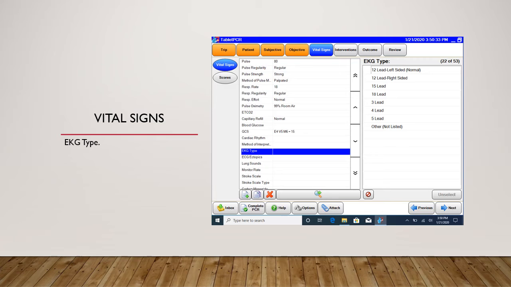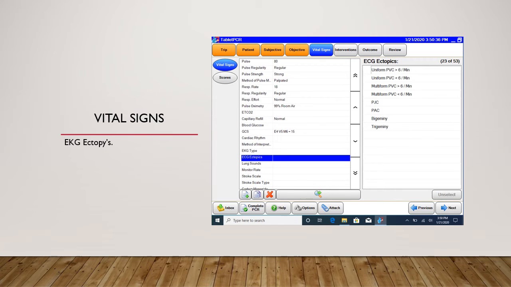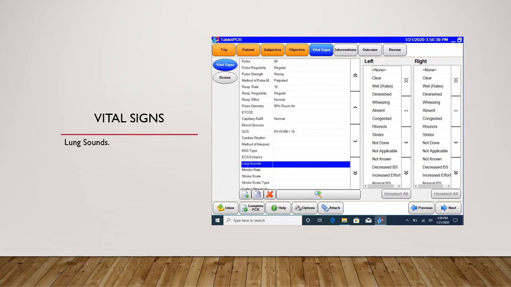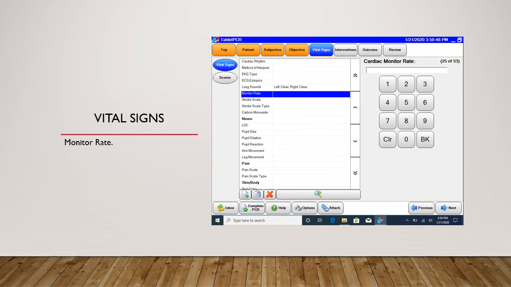EKG type, most of ours are going to be 12 lead left side or 3 lead. Are there any ectopies in your EKG? Lung sounds for left and right. What the monitor rate is, not necessarily what the pulse rate is, but what the electrical rate of the heart is.